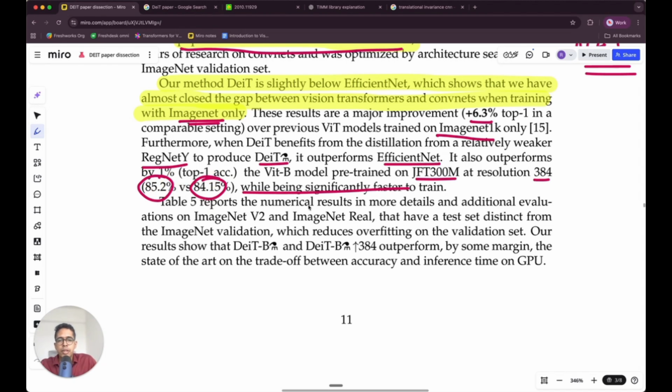Table 5 reports the numerical results in more detail and additional evaluations on ImageNet V2 and ImageNet Real. So these are two more datasets other than ImageNet 1K that have a test set distinct from ImageNet validation, which reduces overfitting on the validation set. Our results show that the data-efficient transformer base model and base model with fine-tuning outperform by some margin the state of the art of the trade-off between accuracy and inference time on GPU.